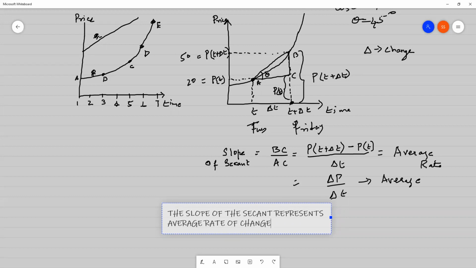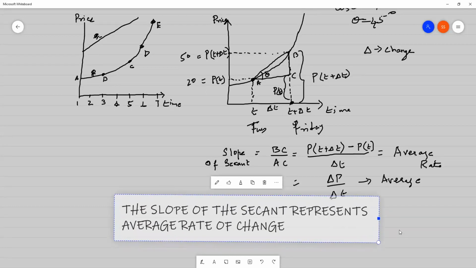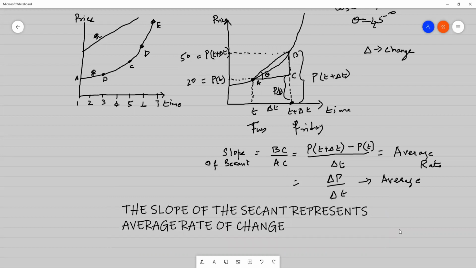The slope of the secant represents the average rate of change. This is what we understand. So the slope of the secant doesn't tell you anything about what the rate is at which it changes instantaneously.